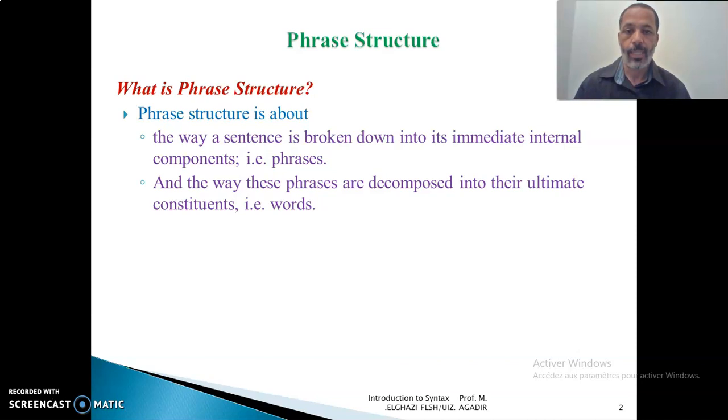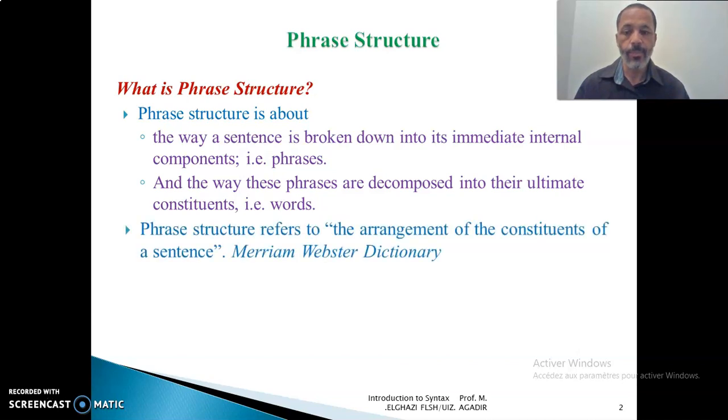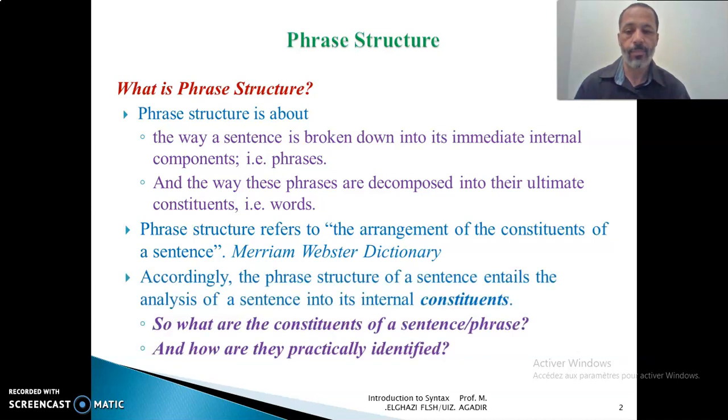So the structure from top down starts by the sentence, and then the sentence is decomposed into phrases, and the phrases into words. If you go from bottom to top, then we say a structure consists of words, which are combined together to form phrases, which are also combined together to form sentences. So phrase structure refers to the arrangement of the constituents of a sentence. This definition is due to the Merriam-Webster dictionary.